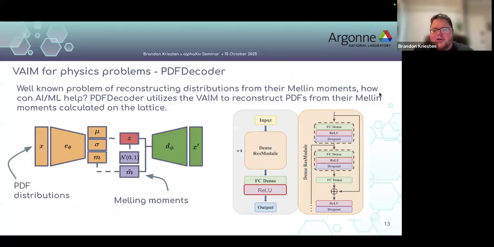And so now we can think about using this VAIM with a physics problem. This is the PDF decoder project that you were mentioning, Jen. The question that we're trying to answer is actually a rather old question, which is reconstructing parton distributions from their integrated Mellin moments. Mellin moments are integrals of the parton distribution function in the longitudinal momentum fraction x, with varying powers of x as well. The question is how many Mellin moments do we need to fully reconstruct the parton distribution function?